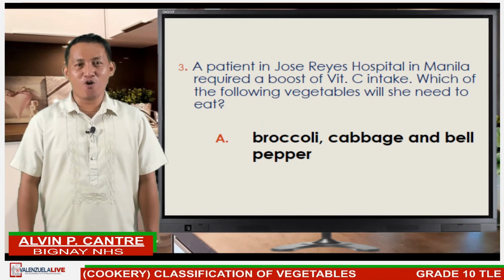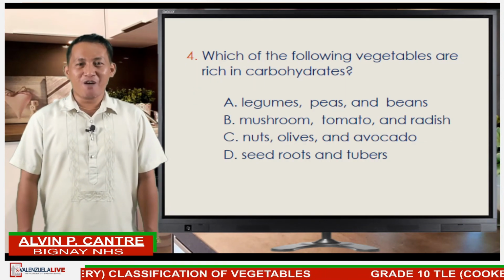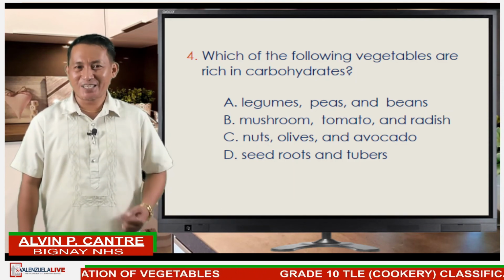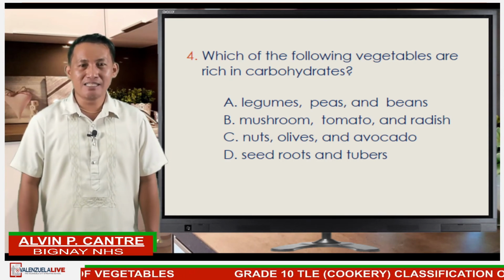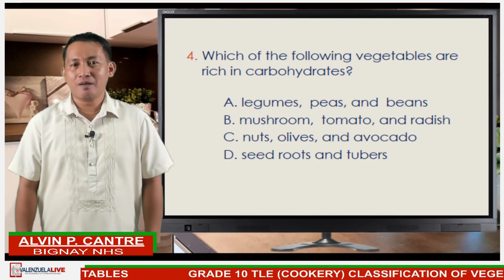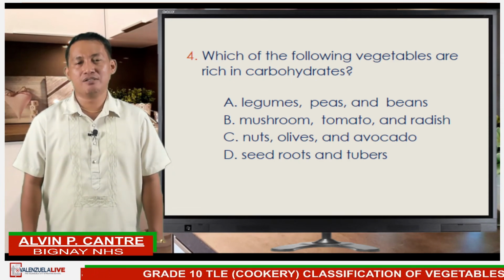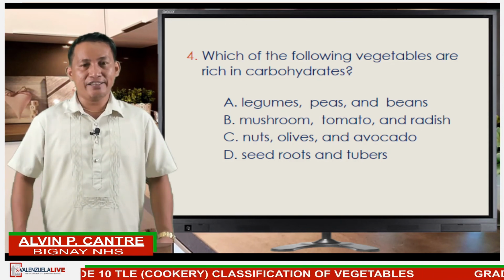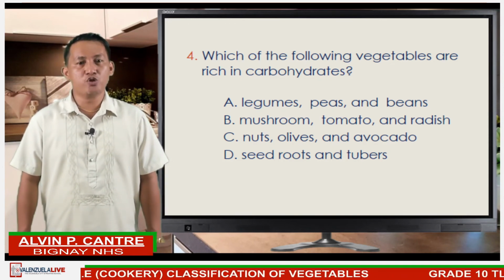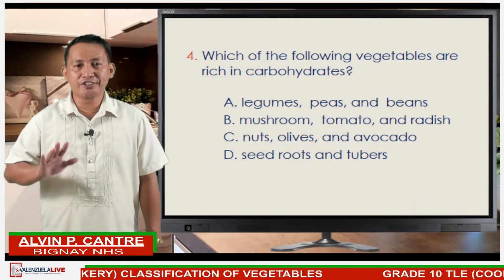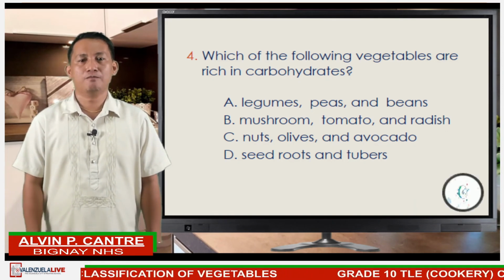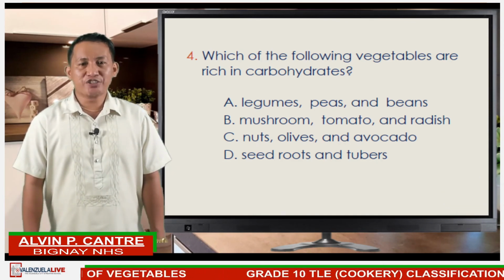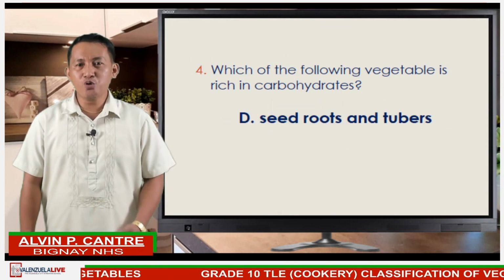Now, let's move to number 4. Which of the following vegetables are rich in carbohydrates? A. Legumes, peas, and beans? Or B. Mushrooms, tomato, and radish? Or is it letter C, nuts, olives, and avocado? And D. Seeds, roots, and tubers? Your 5 seconds starts now. If you answered letter D, then you got it right.